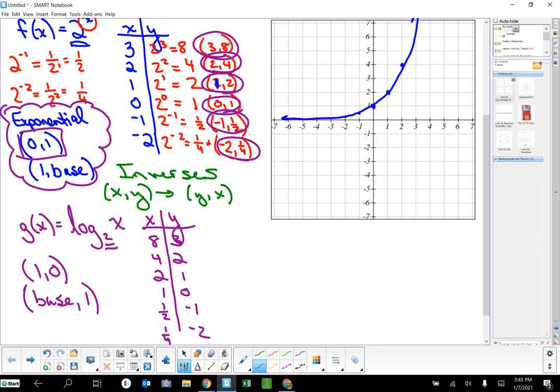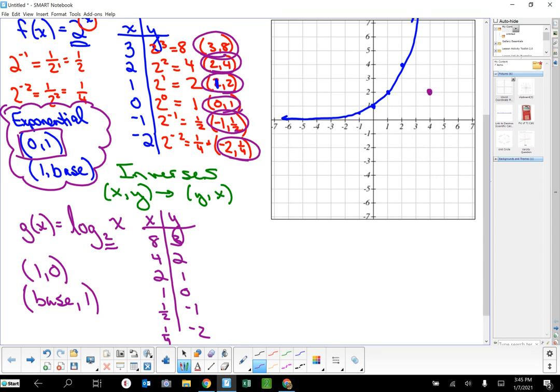All right, so let's plot some of these points. We have (8, 3). Well, that's going to be off our graph just a little bit. It will be off to 8 and up 3, and I can't really plot that. It's too far off. So we'll go (4, 2).